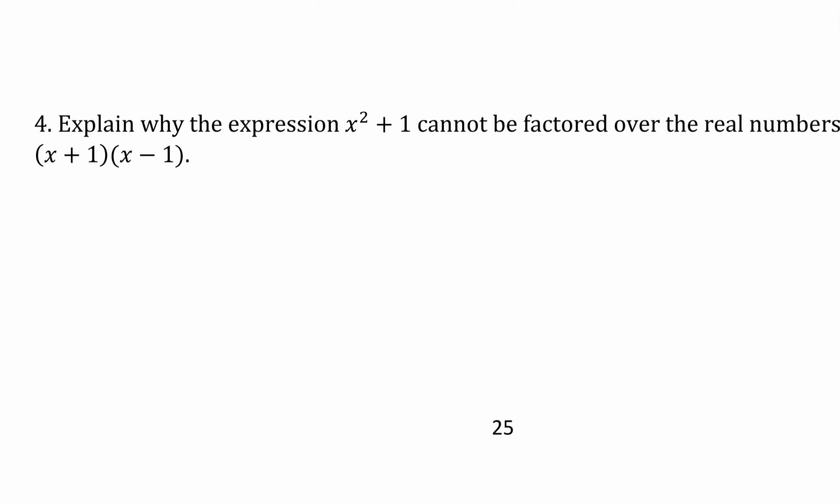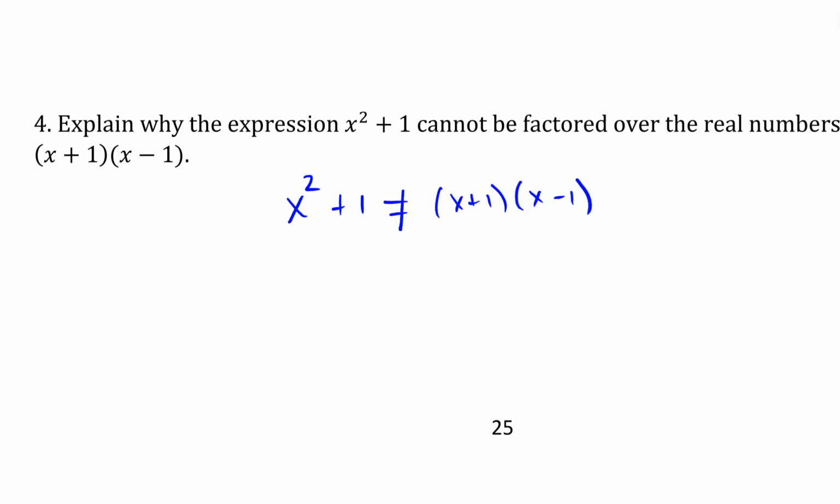Number 4 asks us to explain why x squared plus 1 cannot be factored over the real numbers as x plus 1, x minus 1. Essentially, this is a fancy way of saying prove that x squared plus 1 is not equal to x plus 1, x minus 1. In the proving identities lesson, we never proved things weren't equal to each other, but it's the same idea. We're just going to work on one side of the equation and prove that it's not the same as the other, instead of proving that it is the same. So there's really no difference here.